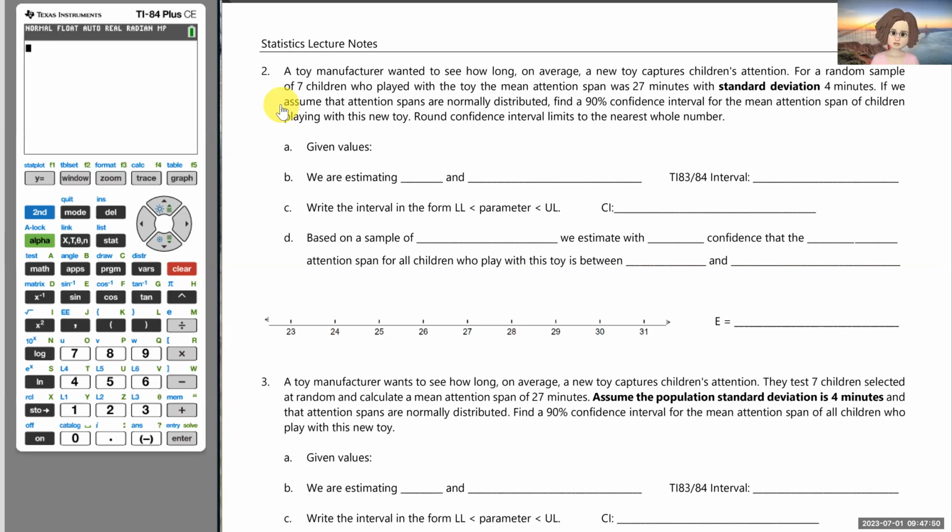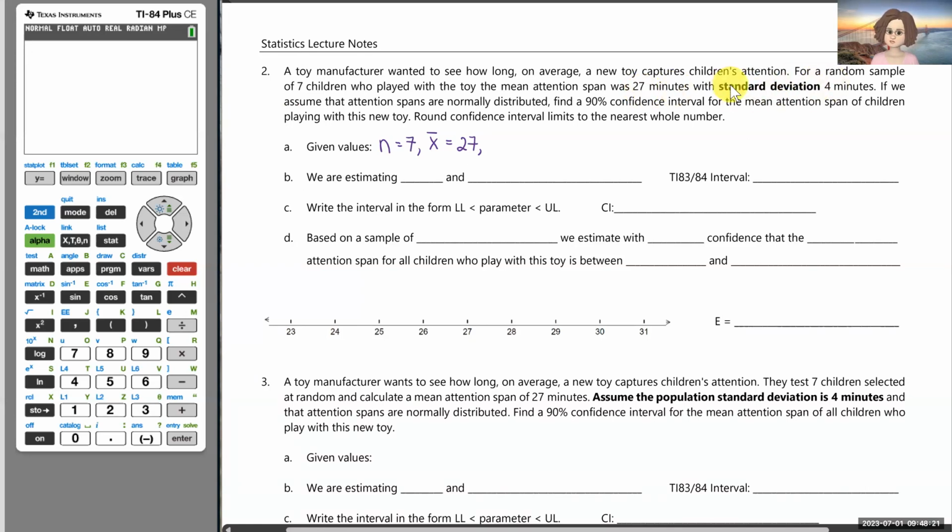All right, so let's start with our given values. So we have a random sample of 7 children. So we have our N, sample size 7. And the mean attention span for the 7 children was 27 minutes. So that's our sample mean, X bar. With standard deviation 4 minutes.